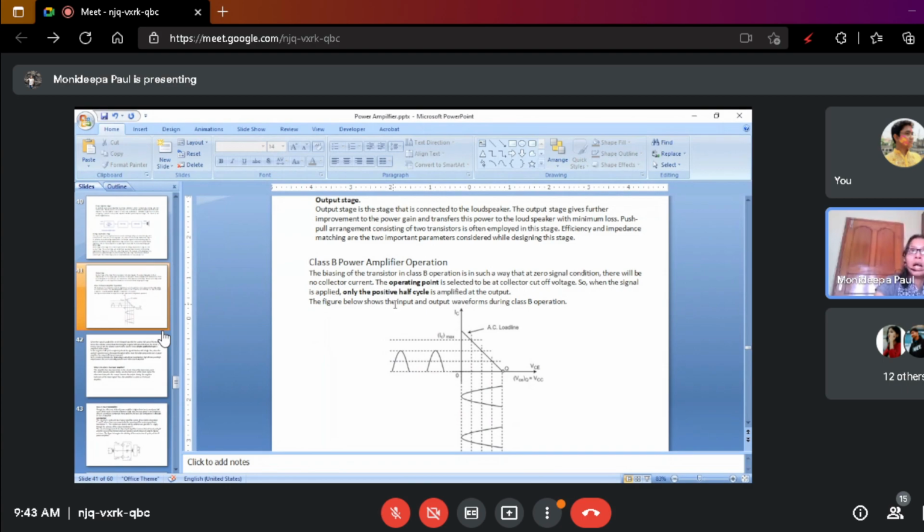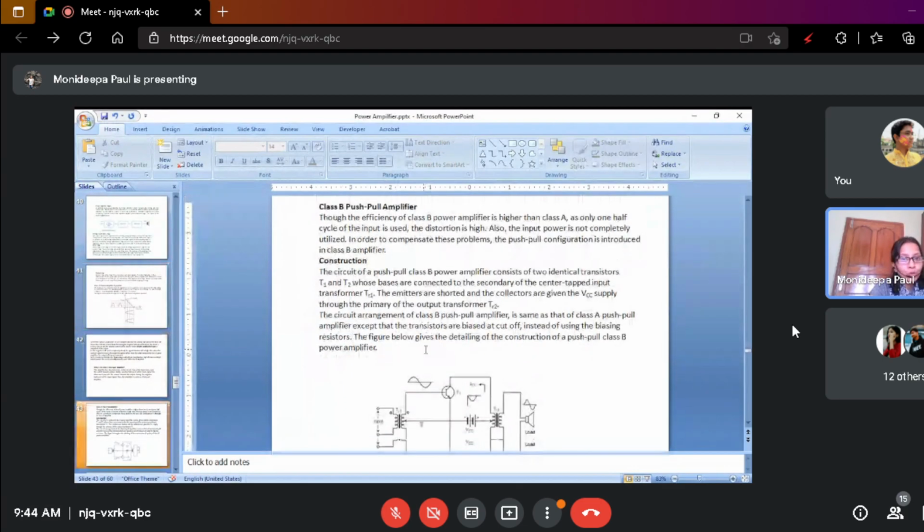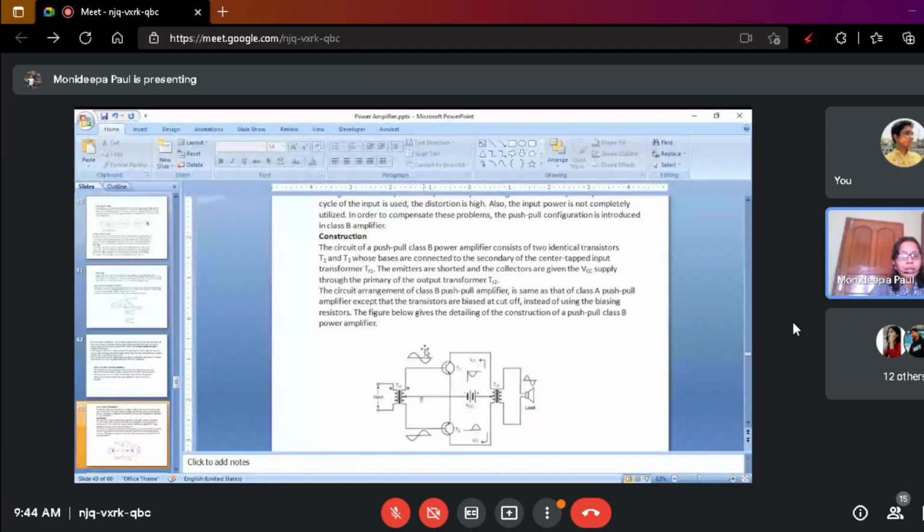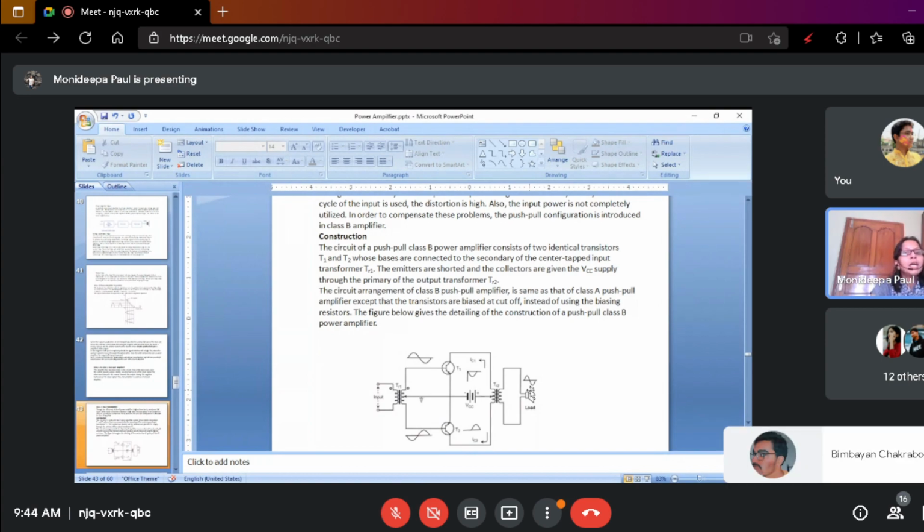But class B power amplifier supplies the collector current during the positive half cycle of the input AC signal. But in case of push-pull amplifier, here we use two transistors, therefore we get the output again for the full cycle. That means during the positive half cycle as well as during the negative half cycle. But here we use two transistors.